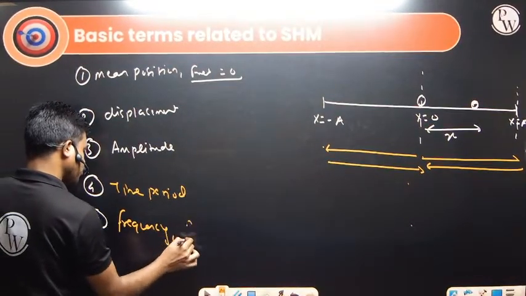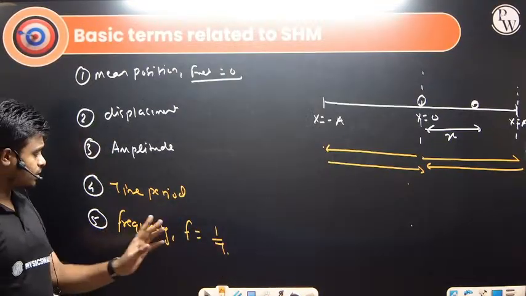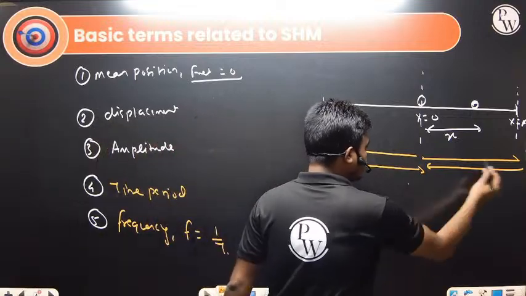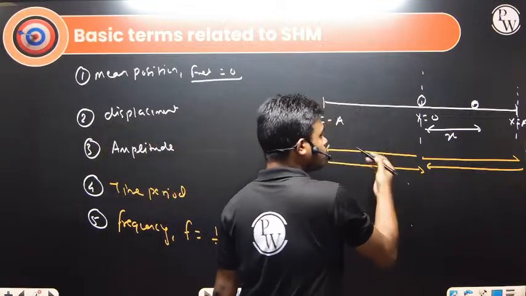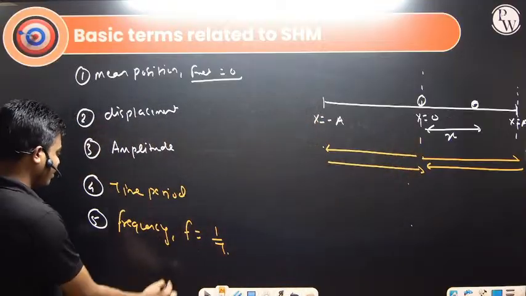Frequency is numerically equal to f, and what is f? It is 1 by time period, that is the number of oscillations per second. So in 1 second, how many oscillations are happening? To, fro, to, fro, to, fro. This will be called one oscillation. So f equals 1 by T.